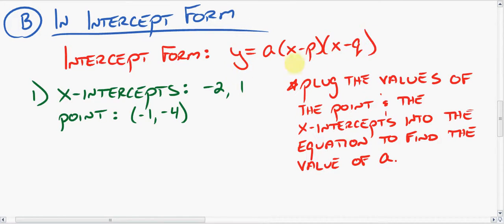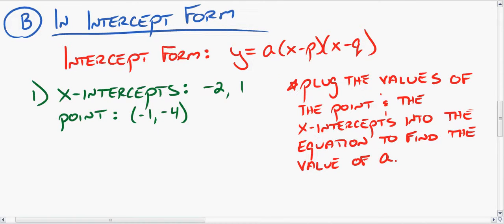Now we're going to write the equation, and we're going to be given x-intercepts of -2 and 1 in this case, and also a point. And that point is -1, -4. Just as we did with the vertex form, we're going to want to plug in our information into the equation to find a. So I have a little note written here where we want to plug the values of the point and the x-intercepts into the equation to find the value of a. A is our only unknown.